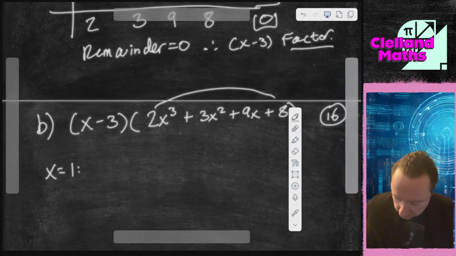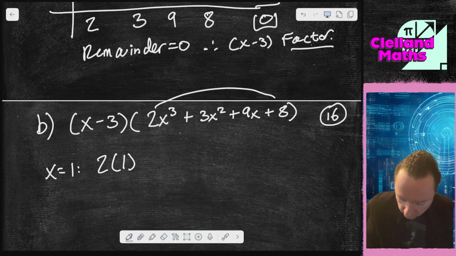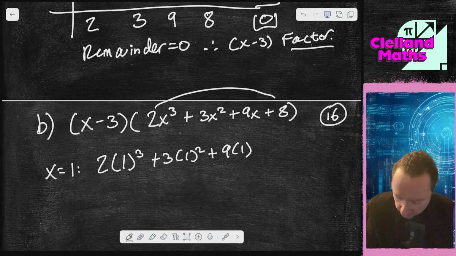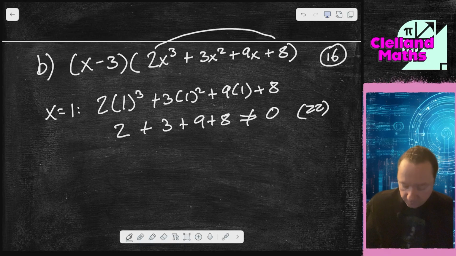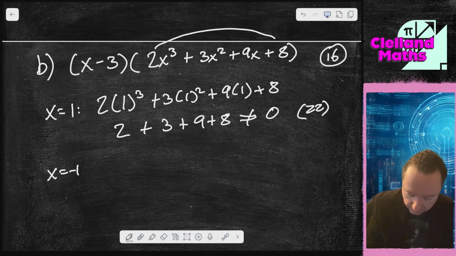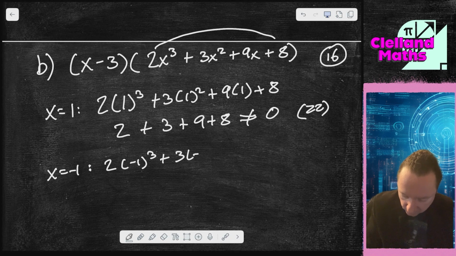Putting 1 in, we get 2 times 1 cubed, 3 times 1 squared, 9 times 1 plus 8. That's 2 plus 3 plus 9 plus 8, which does not equal 0 because it equals 22. So 1's not a factor. Try minus 1. 2 times minus 1 cubed, 3 times minus 1 squared, minus 9 times 1, plus 8.